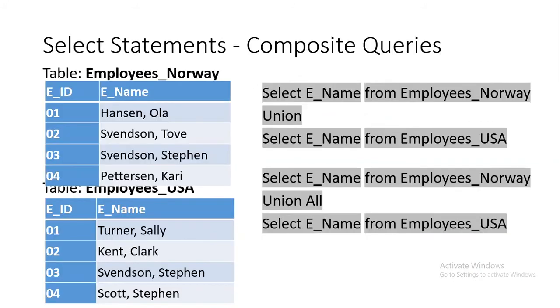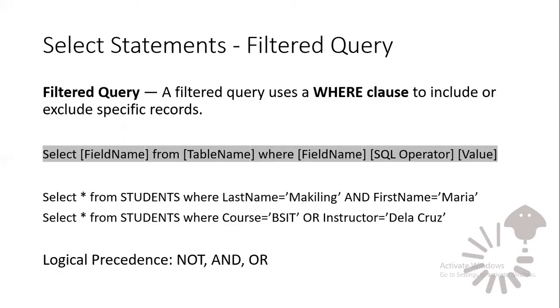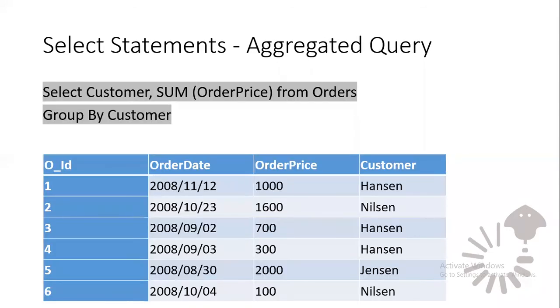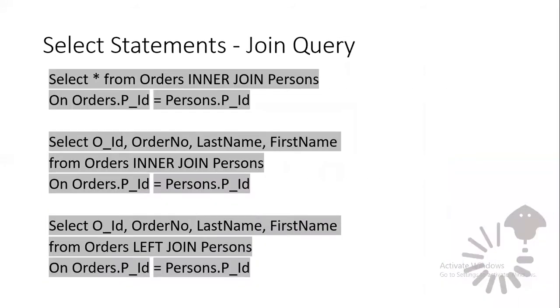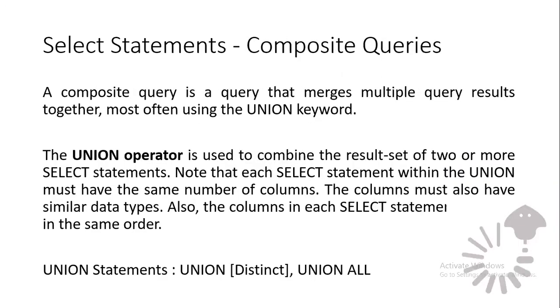Select statement pa lang yan. Under select statement, again, we have the basic query: select statement, from clause. Second, filtered query, we use where clause. Third is sorted query, order by clause. We have aggregated query, math functions. Fifth, joint query, nested query. And 7, composite query using union keyword. So lahat yan ay to select, to fetch data.